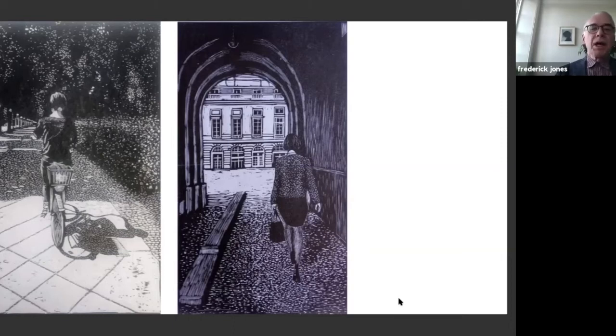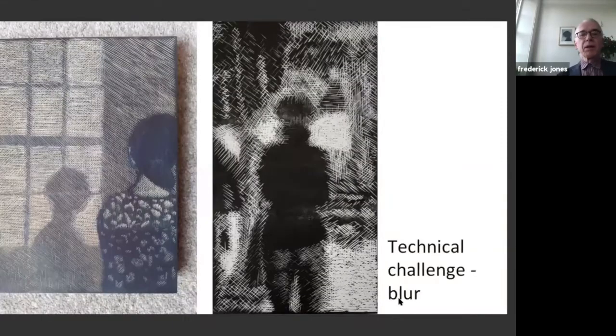More figures facing away from the viewer. Now, there's something different to say about these two. And that is that in both of these two, I'm trying to do something that's almost contrary to the nature of wood engraving. I'm trying to produce blurry images.